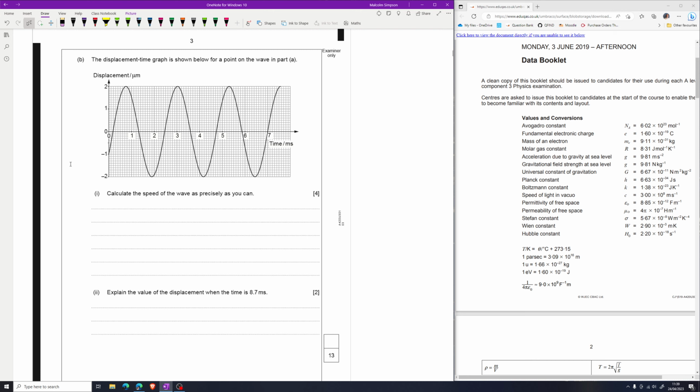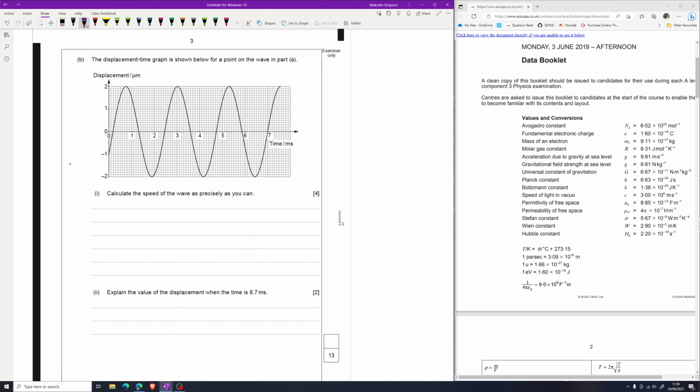I do apologize. Displacement time graph then for a point on the wave. So this is the same wave. It specifies that here. But now we're looking at time against displacement. So the amplitude remains the same, but now we're looking at how a single point varies over time. Calculate the speed of the wave as precisely as you can.